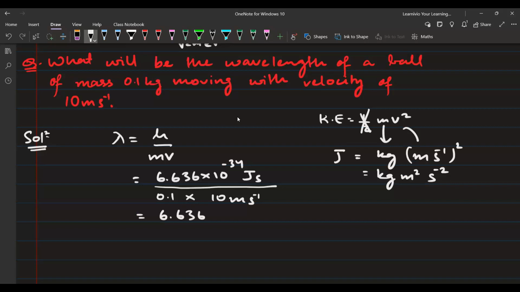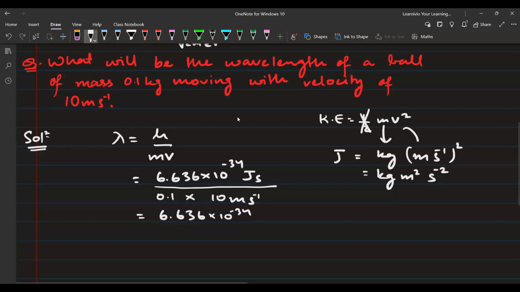6.636 into 10 to the power minus 34 divided by 0.1 into 10. What will that become? This becomes 1. Does this make sense? 0.1 into 10 will be 1 only. So that part is done.